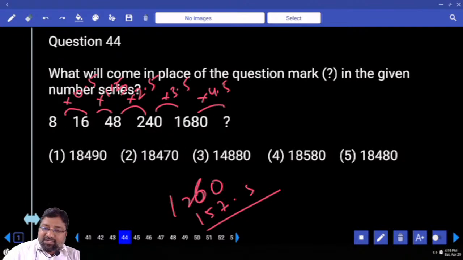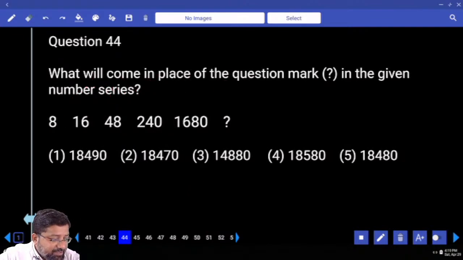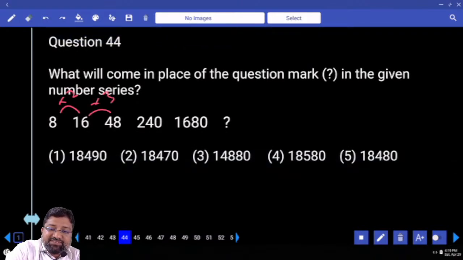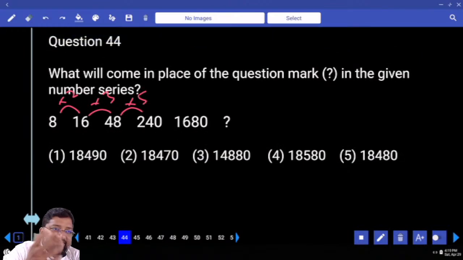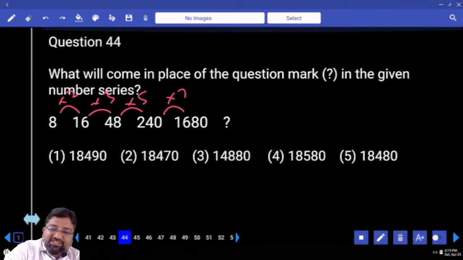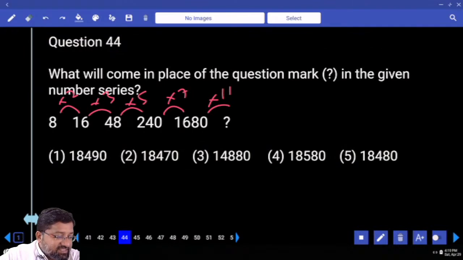Do the sum, it's easy. Next: increasing or decreasing? Increasing. Huge increase or gradual increase? Huge, very huge. If you look into the options, every option is a 5-digit number; your single-digit number is becoming 5 digits. Definitely multiplication: 8, 2s 16, 3s into 5, 2 3 5. Prime into 7 into 11, 1680 into 11. 18480. Okay?